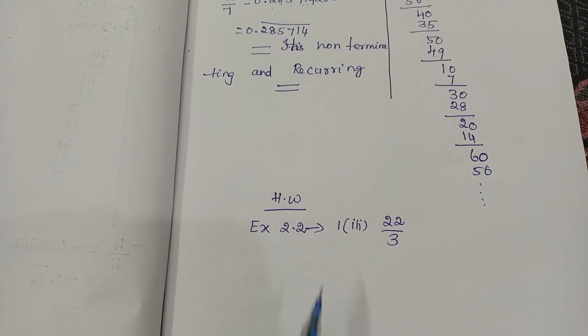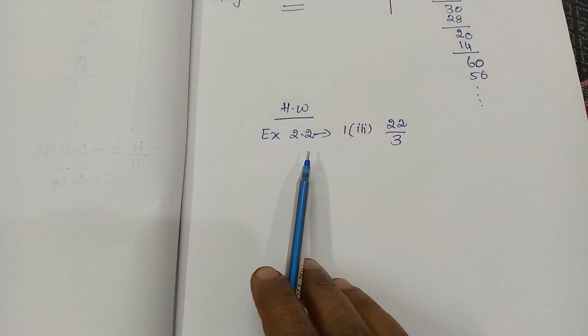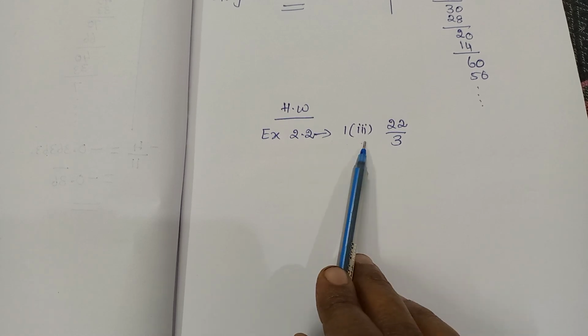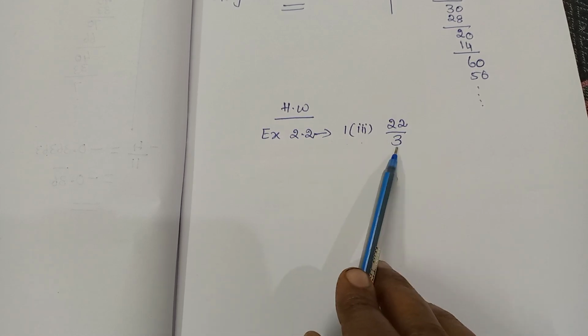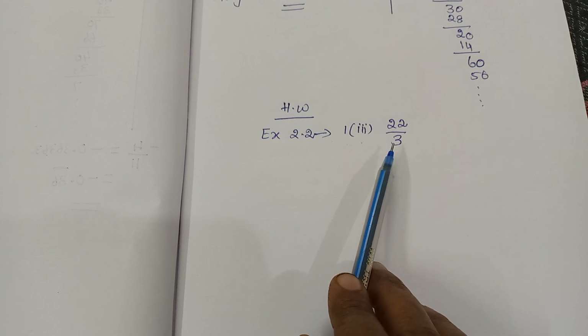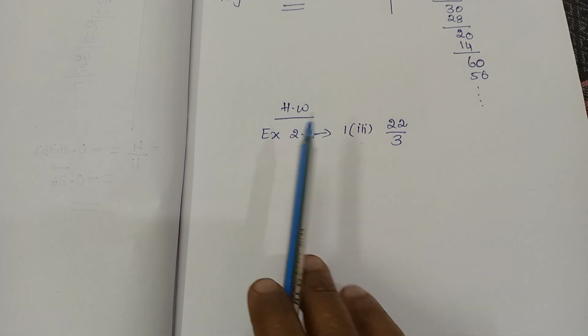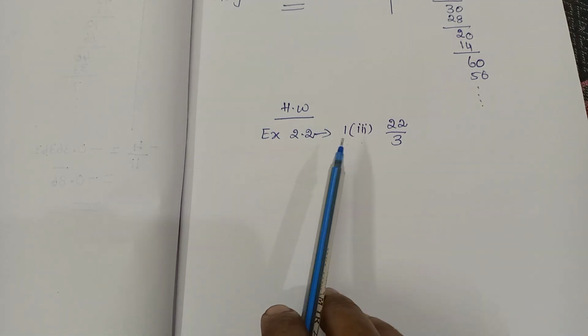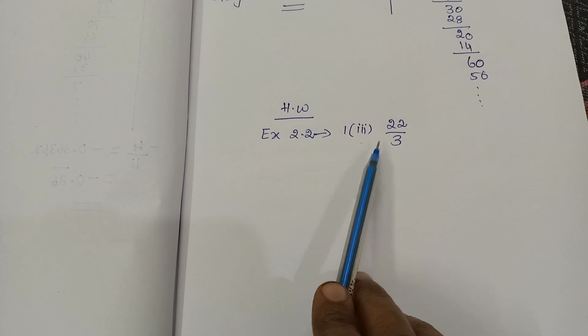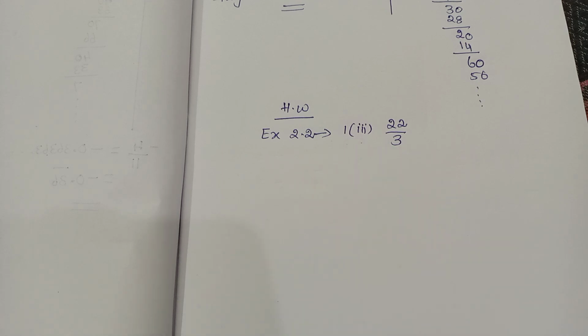There is homework. Exercise 2.2, first question, third subdivision. The first one I completed. The third subdivision, 22 by 3, is homework. The second and fourth subdivisions will be done in the next class. First of all, you have to practice the classwork portion well, and after that do the homework. Exercise 2.2 has 4 subdivisions. The first I completed, the second and fourth in the next class, and the third is homework. Use the same method as the first one. So you have to complete it. These are today's questions. Thank you, students.